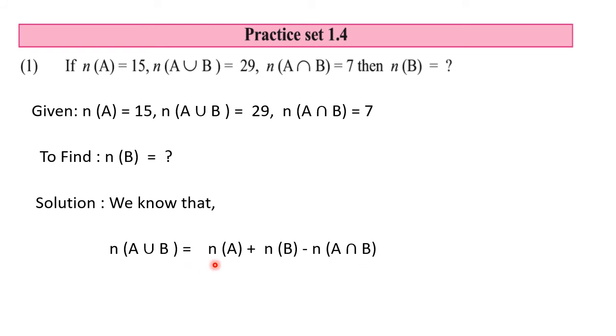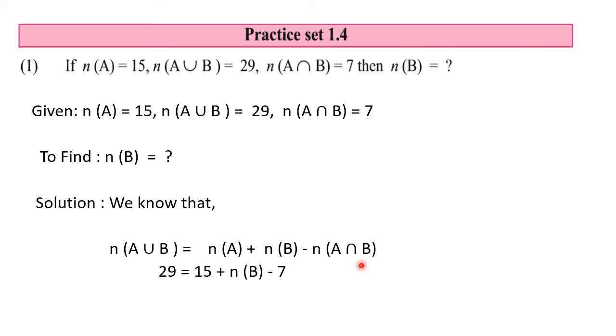Then in the next step, simply substitute the values. Okay, so in place of n of A union B, you write down 29. Then in place of n of A, you can write 15. n of B is unknown, so we will keep it as it is. And in place of n of A intersection B, we will write down 7.